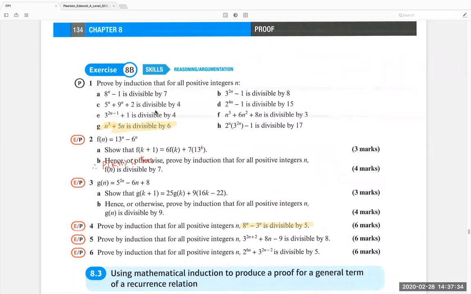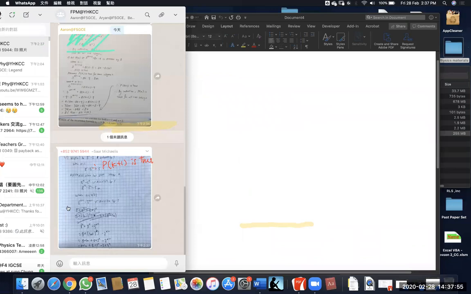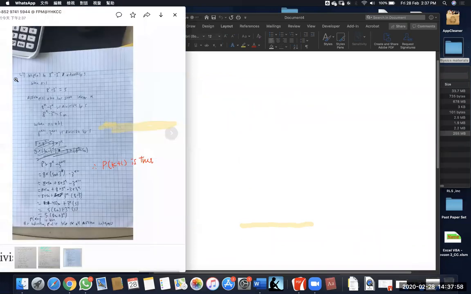I'm confused. Which one? For 1G, I'm slightly confused because I'm getting 6m plus 3 multiplied by k squared. Can you photo what you have done, instead of just telling me? Okay. Aaron, how are you so fast? So you missed that P1 is true here. You missed P1 is true. And then Pk plus 1.